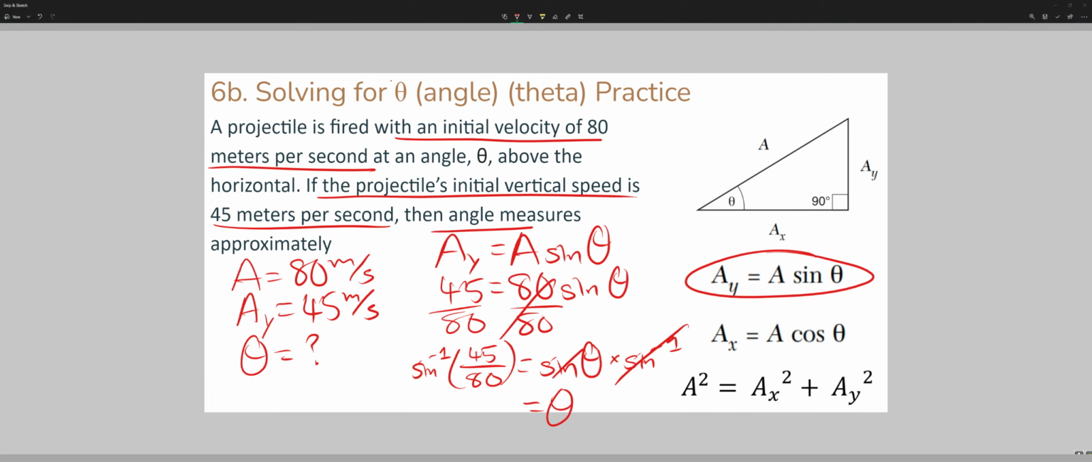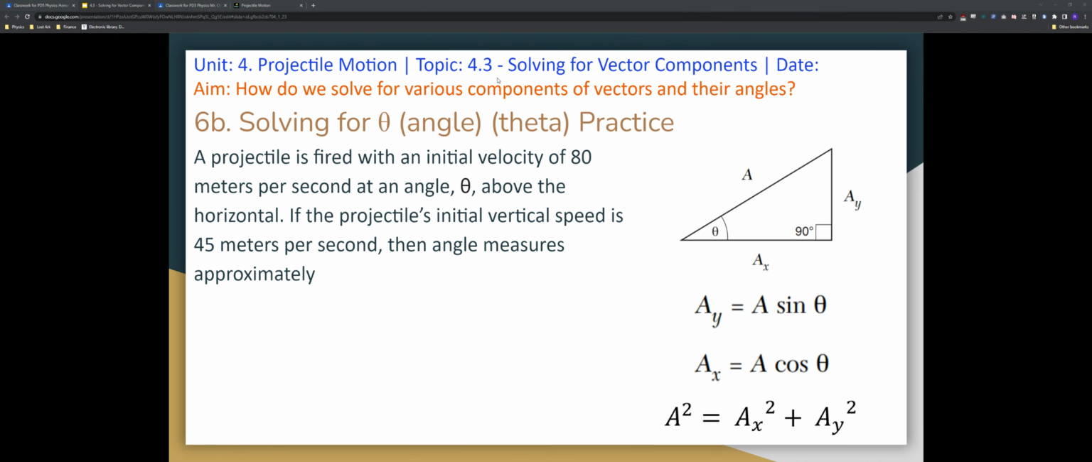And we should get 34.2 degrees. And that's our answer. Again, if you need to look over some things again, for sure, just rewind the video. Okay? All right, we're good.